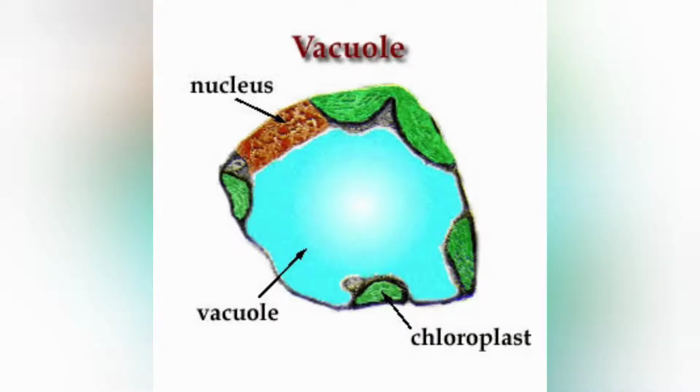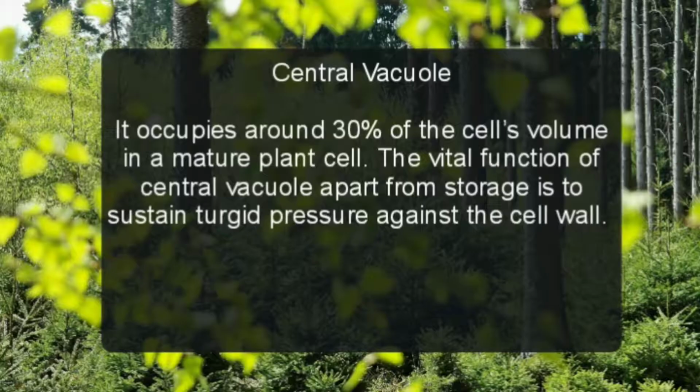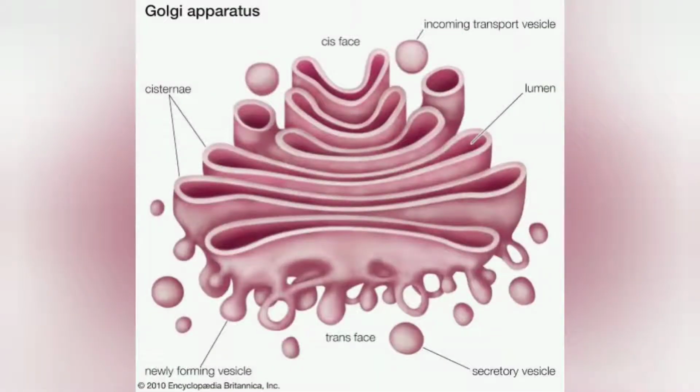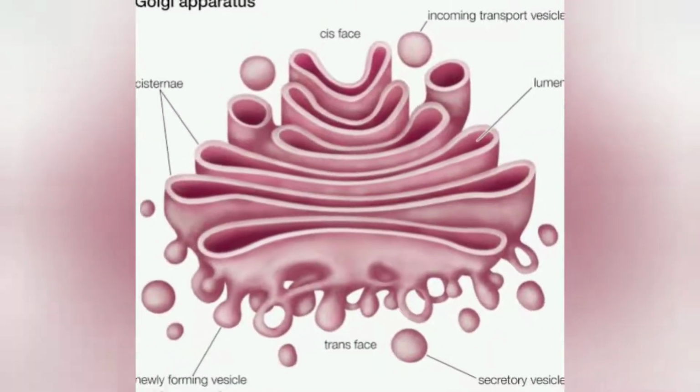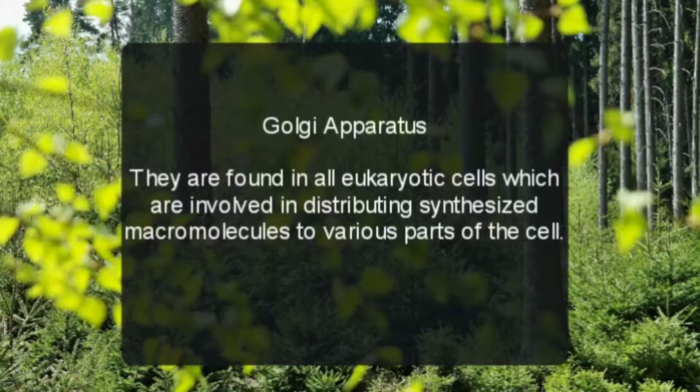Now we have a vacuole. A vacuole occupies around 30% of the cell's volume. In a mature plant cell, the vital function of a central vacuole, apart from storage, is to sustain turgid pressure against the cell wall. Another part is the Golgi apparatus. Golgi apparatus are found in all eukaryotic cells and are involved in distributing synthesized macromolecules to various parts of the cell.